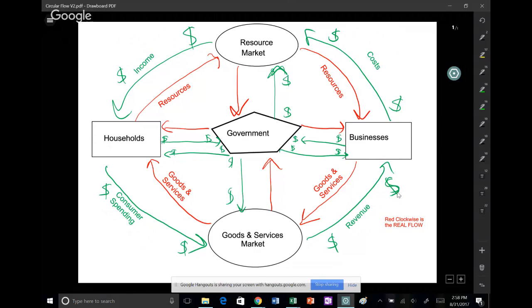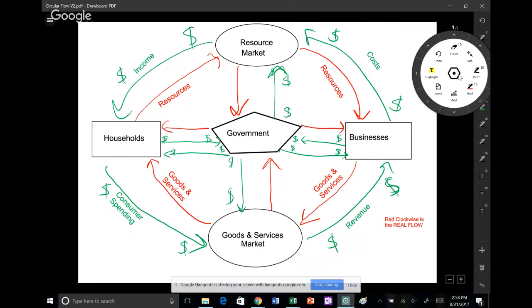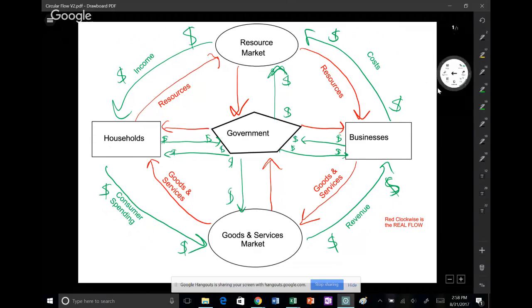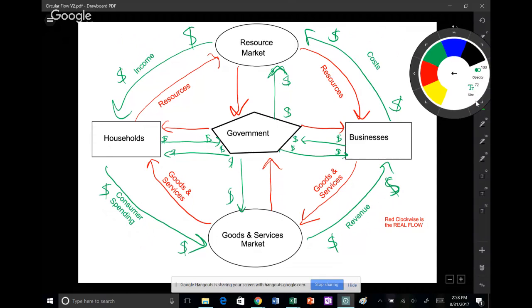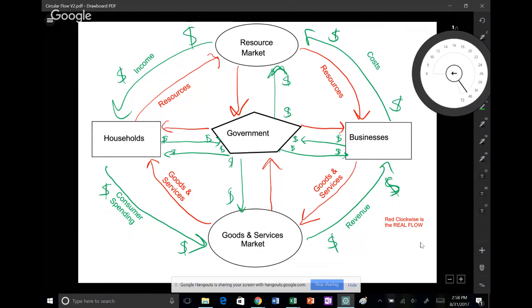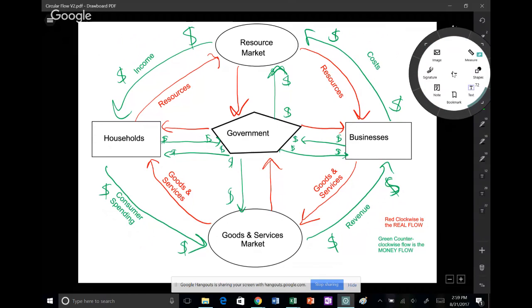Okay, now we need to go ahead and label this flow here. And to label that flow, I need to go over here and make this just a little bit smaller so I've got space to make it fit. Okay, and so down here, green counterclockwise flow is the money flow. Everything you see there on a green arrow is money.